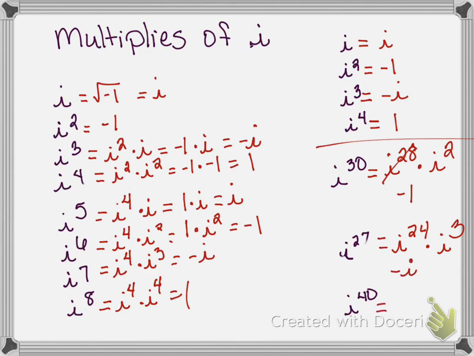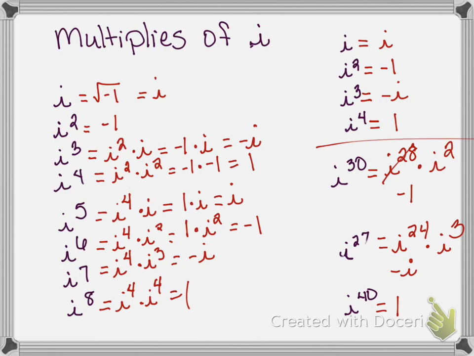Okay. What about i to the 40th? Nope, it's not i. It's 1. 40 is a multiple of 4. So any multiple of 4, we get back to 1. So we factor out all of those multiples of 4, and we only deal with what's left over. The only way it's i is if it's not a multiple of 4 and you've got 1 left over.